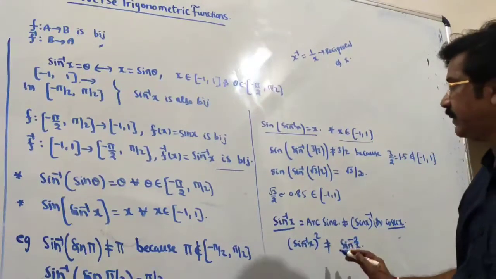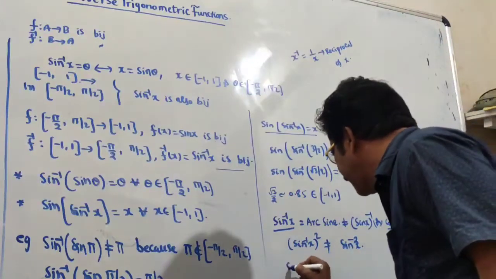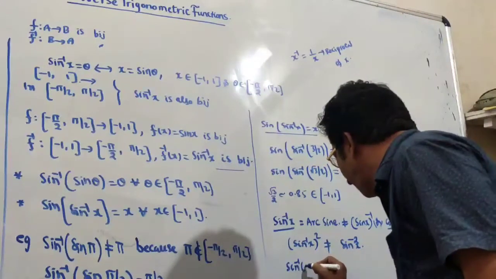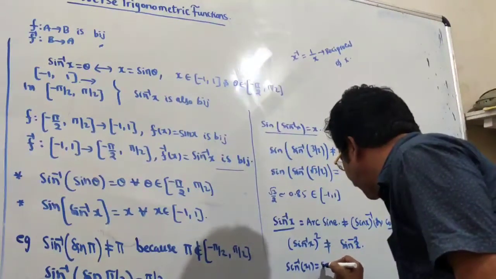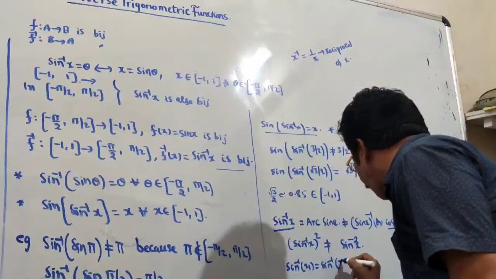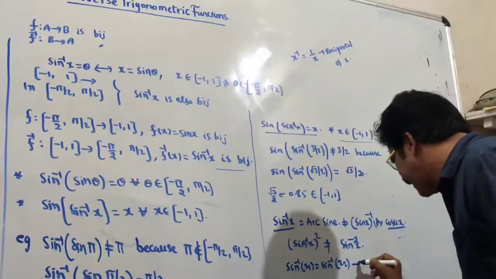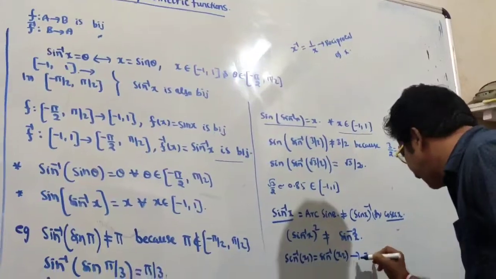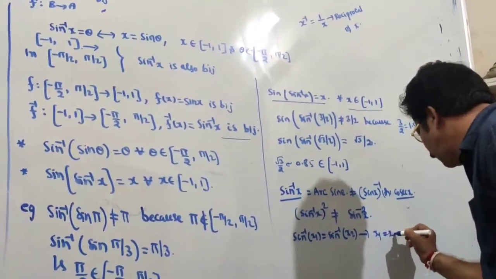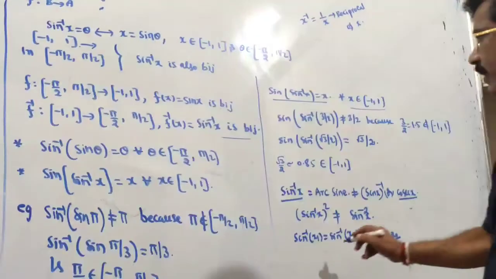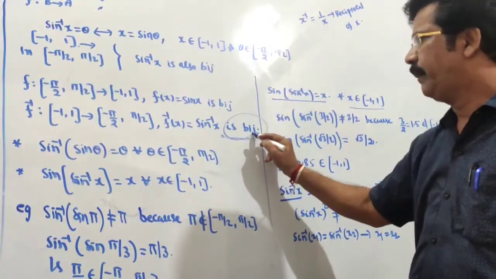Okay, understand. Next point, if sin inverse of x1 is equal to sin inverse of x2, that implies x1 is equal to x2, because sin inverse is also bijective.